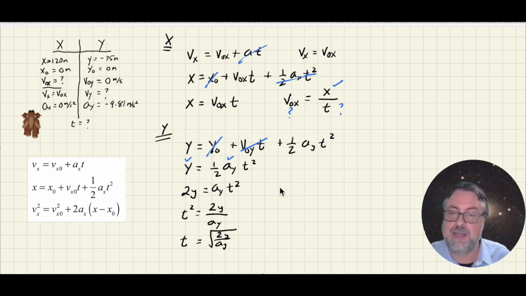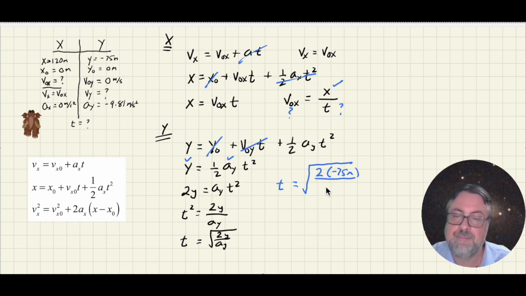Now I'm going to put in my numbers. That means that t equals the square root of 2 times minus 75 meters divided by minus 9.81. Now, if you lost a negative sign, this is where you would notice that you were trying to take the square root of a negative number. Here, the negative signs cancel out. Again, if you end up in that situation, you don't panic. You just realize that you lost a negative sign, go back and find it, and put it into your equation.